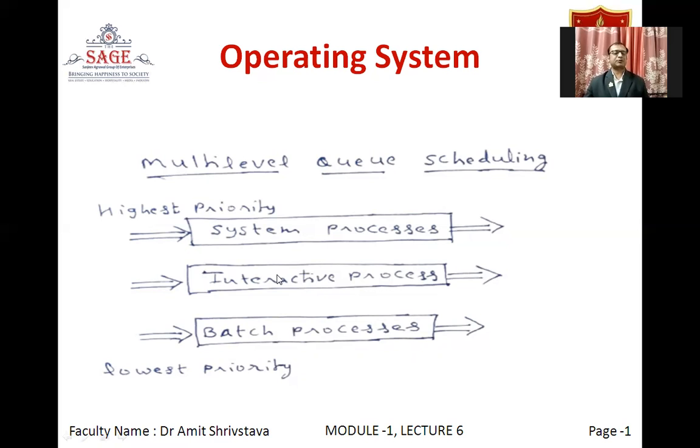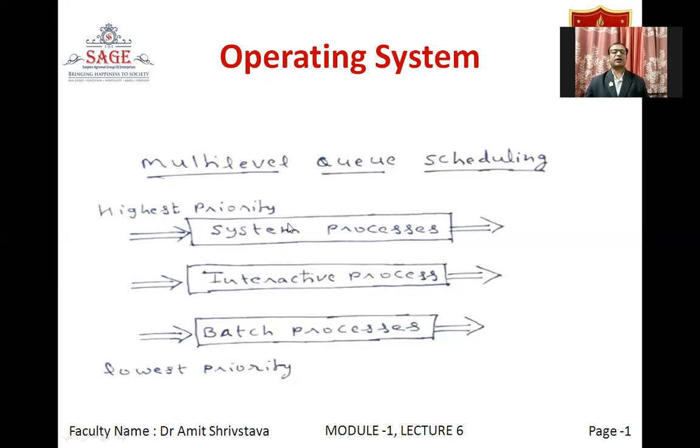Now, what do we mean by absolute priority over the lower level queues? It simply means that if the CPU is executing the system processes, then it will switch to the interactive process queue only when the system process queue is empty. Suppose it is executing an interactive process and some process comes into the system process queue, then what will it do? It will simply suspend whatever activity it is doing in the interactive process queue and immediately switch to the system process queue.